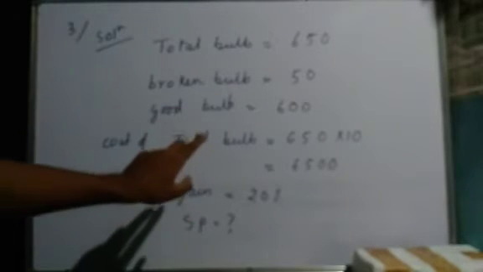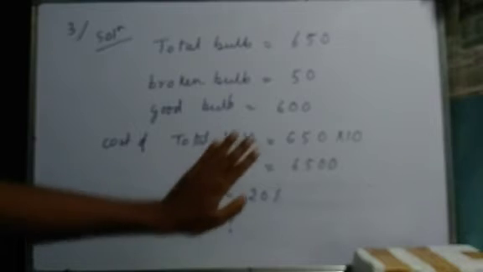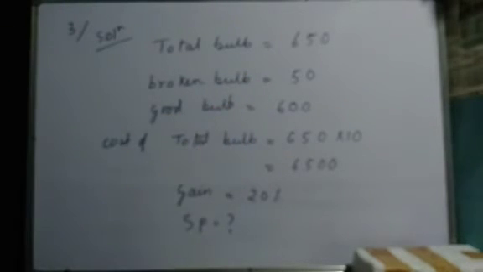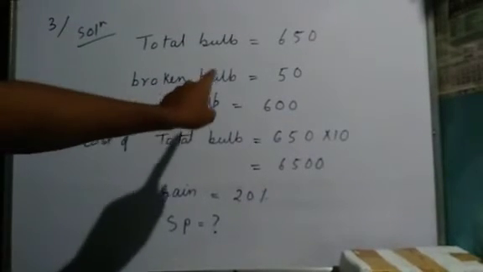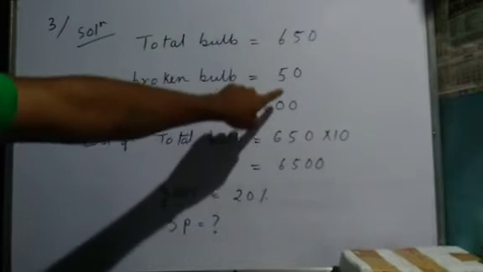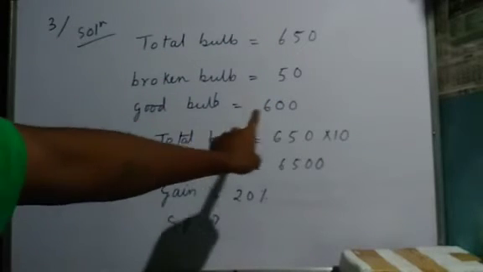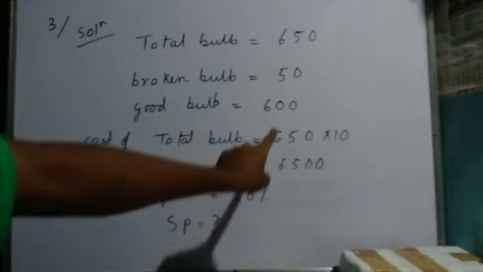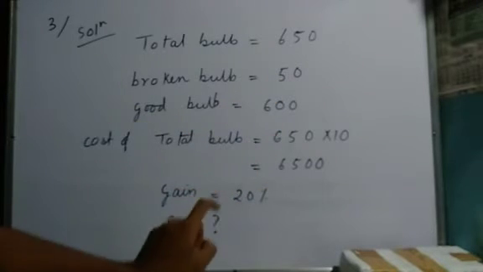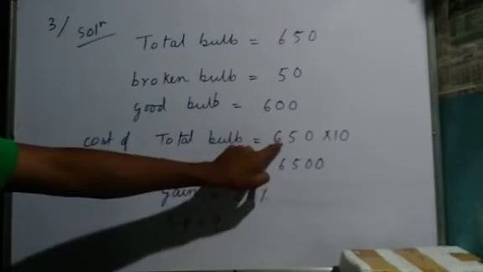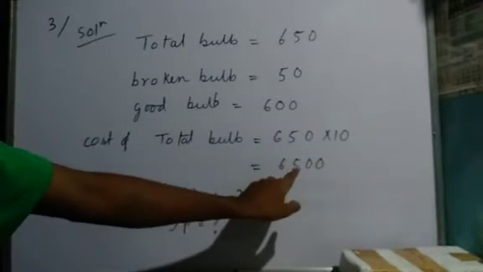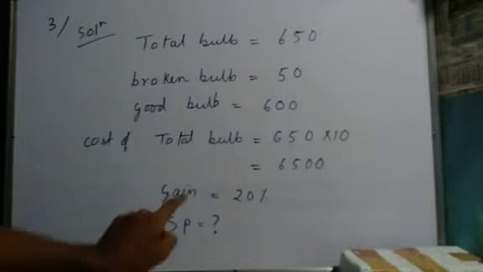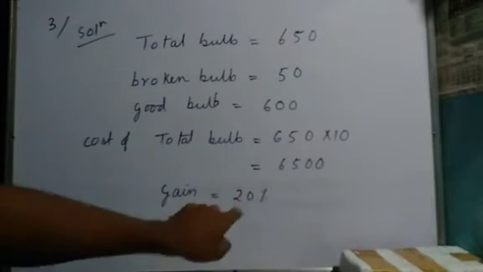First, note that if you read the question properly, all the hints are given in the question. So here I am explaining again. The number of good bulbs is 650 minus 50, it will be 600. The cost of total bulbs, 650 is the total number of bulbs and the cost of one bulb is rupees 10, so it will be 6500. Now we have to calculate the selling price at a gain of 20%.